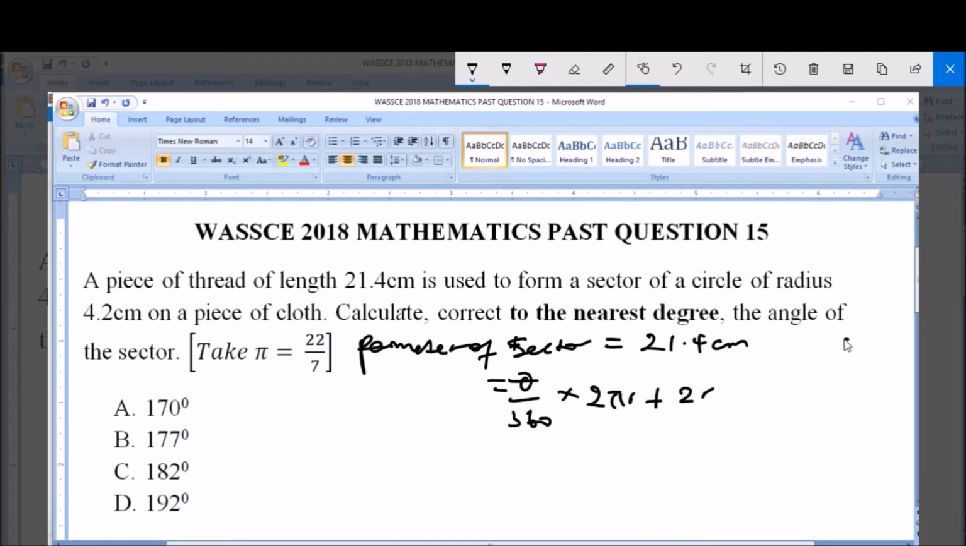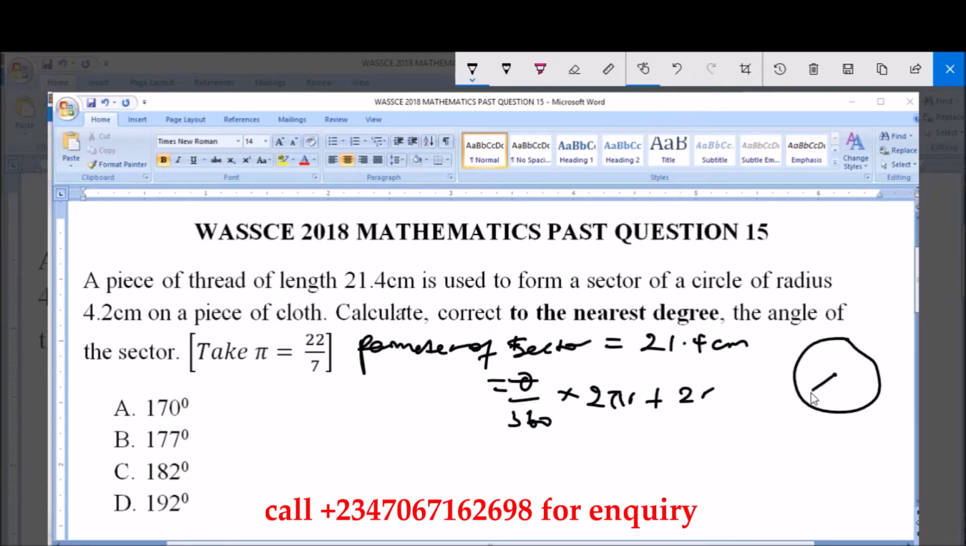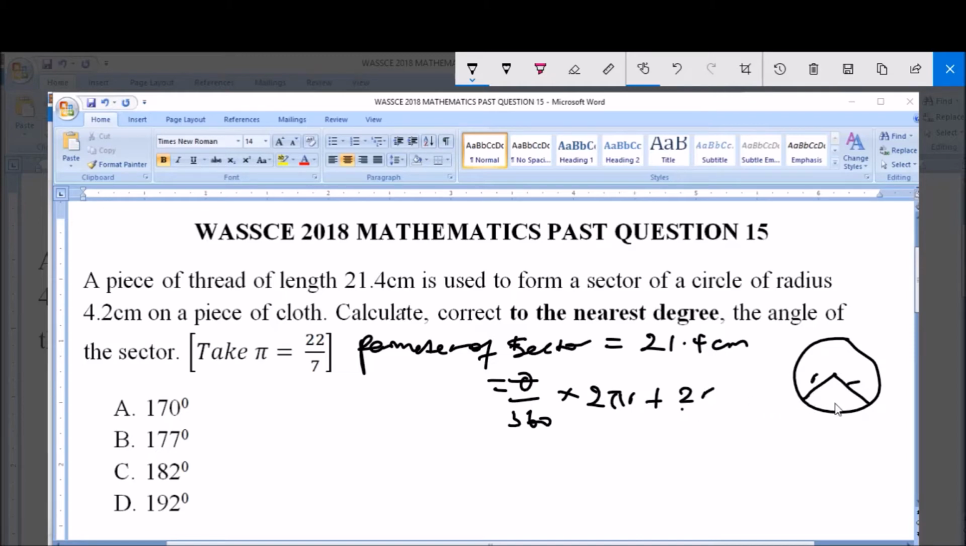Let me just represent this. Let's say we have a circle like this, and this is the center of the circle. Now this is the sector. So the perimeter of this sector is what? Here plus here, that is the radius plus this radius. That's where we got this 2r from. Then plus the length of the arc. Now this is the formula for finding the length of the arc. So the perimeter of a sector is simply given as the length of arc plus 2 times the radius. So 2 times this radius, this is the radius, this is the radius, then plus the length of arc gives us the perimeter of a sector.